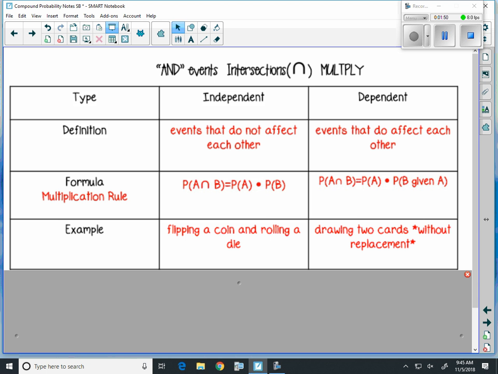So an example. If something is independent, an example would be flipping a coin and rolling a die. Neither one is going to be affected by the other result. But dependent would be drawing two cards without replacement. If I draw a 10 of hearts and I don't put that back in, that affects my next draw, because I know for sure there's going to be one card I cannot draw. So that would be an example of dependent.